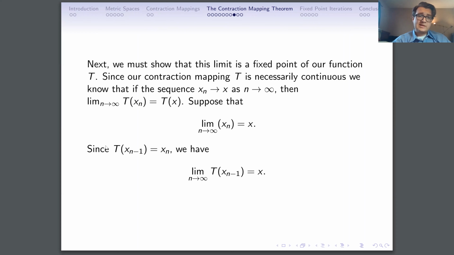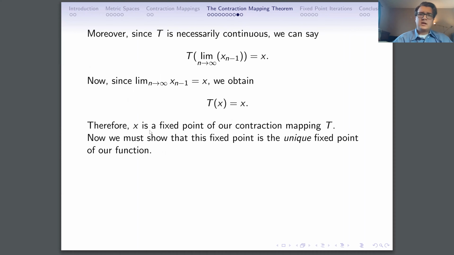Now, since we have that T of x sub n minus 1 is equal to x sub n, we can plug that in. And now again, since our function is continuous, we can pull this limit inside our function. And since the limit of x sub n as n goes into infinity is equal to the limit of x sub n minus 1 as n goes to infinity, which is equal to x, we can plug that in, and we have obtained that x is in fact a fixed point of our contraction mapping, right?